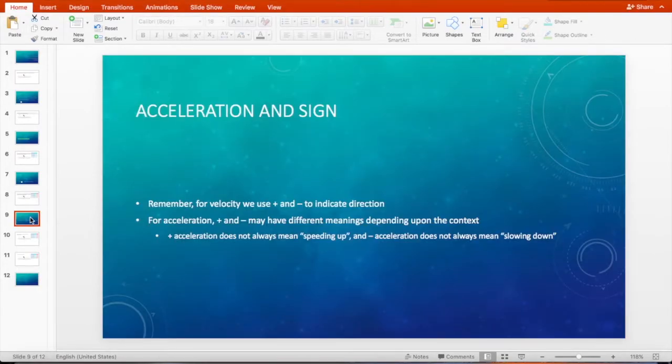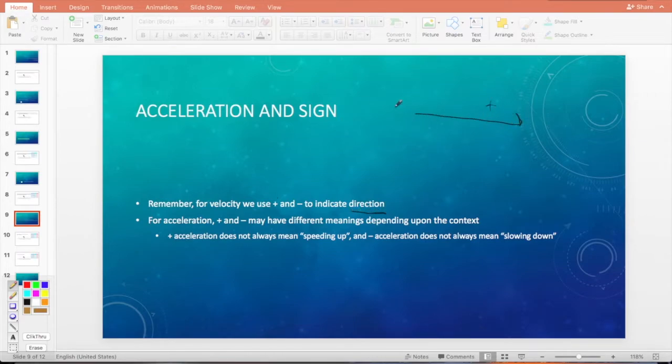Now I do want to stop and say some things about acceleration and sign. What does the sign of acceleration mean? In that last example we had positive accelerations, and it made sense to us that our object was speeding up. That will not always be the case. For velocity, remember we use positive and negative to indicate direction. To the right of the origin, we set as positive. To the left of the origin, we set as negative. Very simple. Velocity sign means direction.